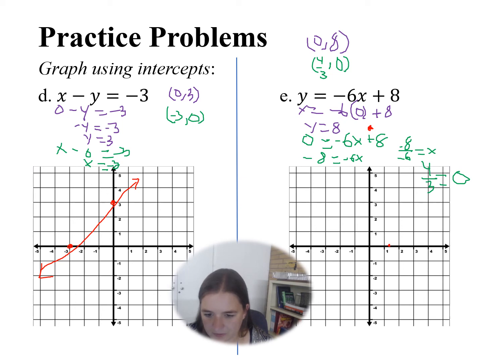And when I plot those two and I connect with a straight line to infinity on both sides, I can see that it has a negative steep slope. If I'm looking at my equation in slope-intercept form, it should have a slope of -6. So I can graph in standard form by using those zeros, using my intercepts.